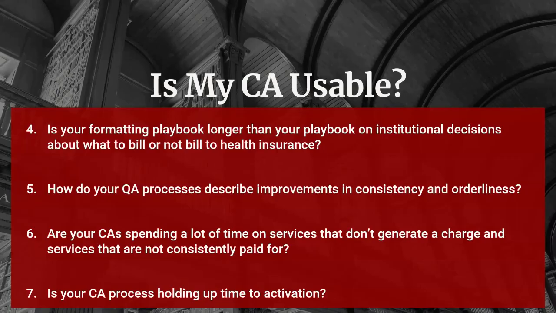And that is with number 5 too. How do your QA processes describe improvements in consistency and orderliness? We see a lot of times, and again, we have to work on it too as we're doing our own processes, as Chris and I are managing staff, is to avoid treating improvements as errors. Improvements are works in progress. That doesn't necessarily mean that something is wrong or something is an error.